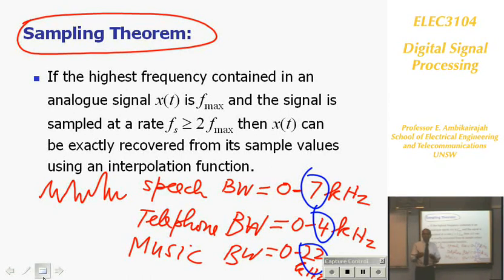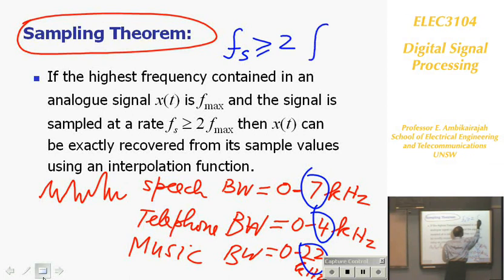So if I'm going to sample what's coming out of the mouth, then my maximum is 7. The sampling theorem says you must sample at Fs greater than or equal to twice the maximum. So you can now turn around: for speech, my sampling frequency Fs must be greater than or equal to 40 kilohertz.